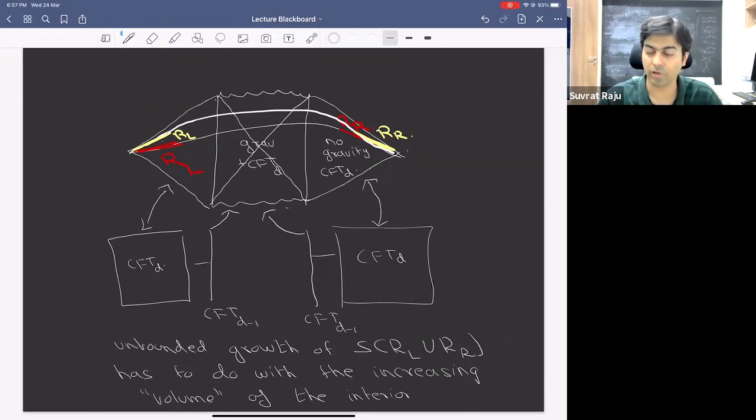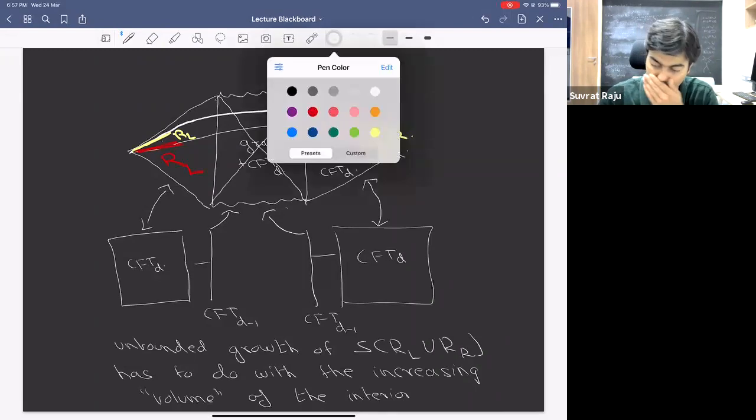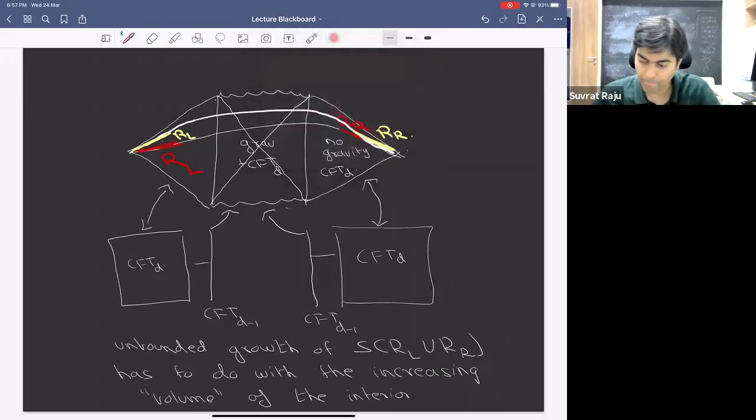And the resolution to the growth is that, in fact, you need to also include the contribution of an island. And the island is something here. Okay. And when you include the contribution of the island, it purifies this R_L union R_R. And that purification cuts off the unbounded growth and gives you a Page curve which flattens out after some time. Okay, so that's just some words about what we are going to expect.